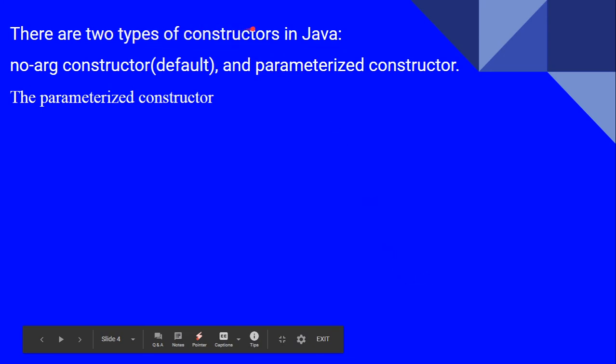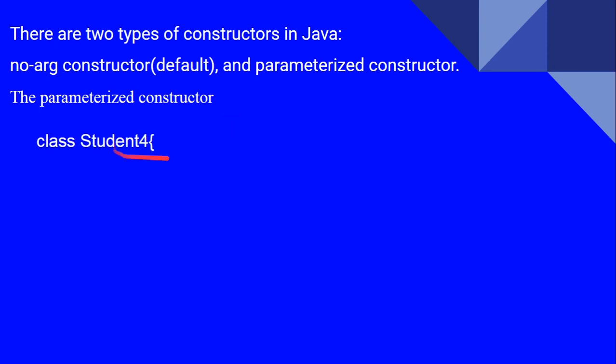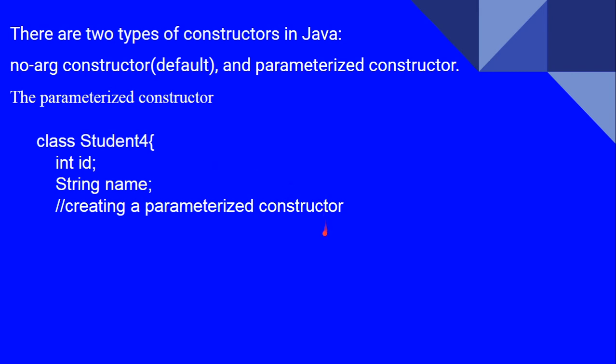Now let us see the constructor with an example. The two types of constructors are the no-argument constructor, which is the default constructor, and the parameterized constructor. Parameters are the arguments. Let us see them one by one with examples. Here you can see an example of a parameterized constructor. It contains some parameters in its arguments, some values with data types as parameters.